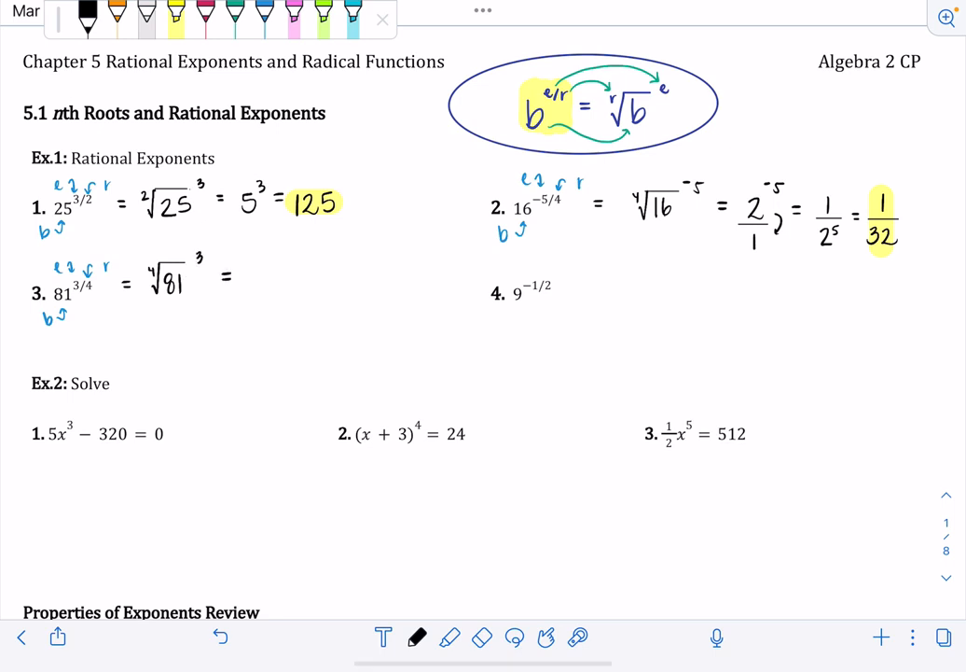So the 4th root of 81, that's asking what number times itself 4 times is 81. You can always make a factor tree for these if you want. So 81 is 9 times 9, and both 9s are 3 times 3. And it can't be broken down anymore. And I have four 3s. I'm taking the 4th root of 81, so that means that the 4th root of 81 is 3. And then I still have to raise that to the 3rd power, so 3 times 3 times 3 would be 27.